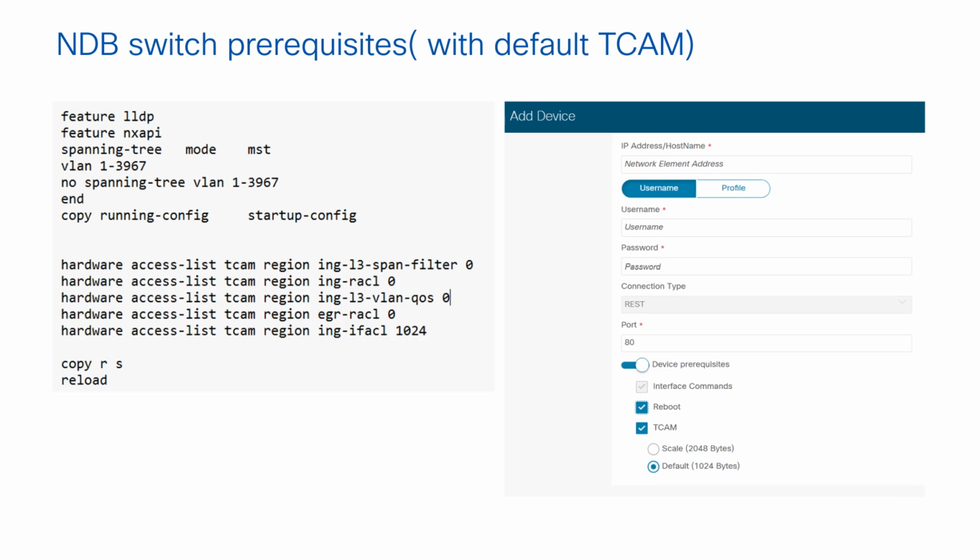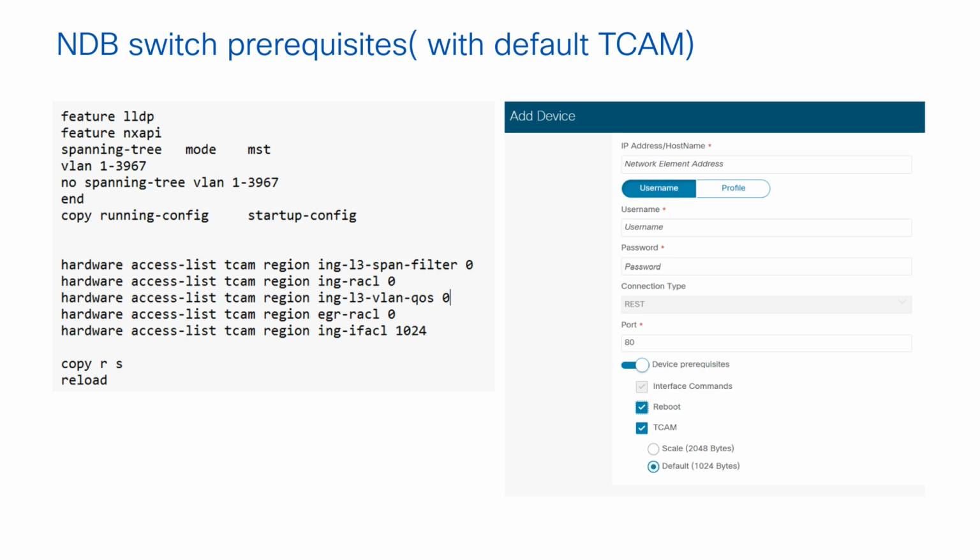To begin with, once you pick up a brand new switch and want to make the switch NDB ready, these are some of the important prerequisites. We have to turn on the feature LLDP, which is very important to discover the topology of the NDB boxes, and the feature NX-API. This is the API the controller uses to talk to the NDB box.